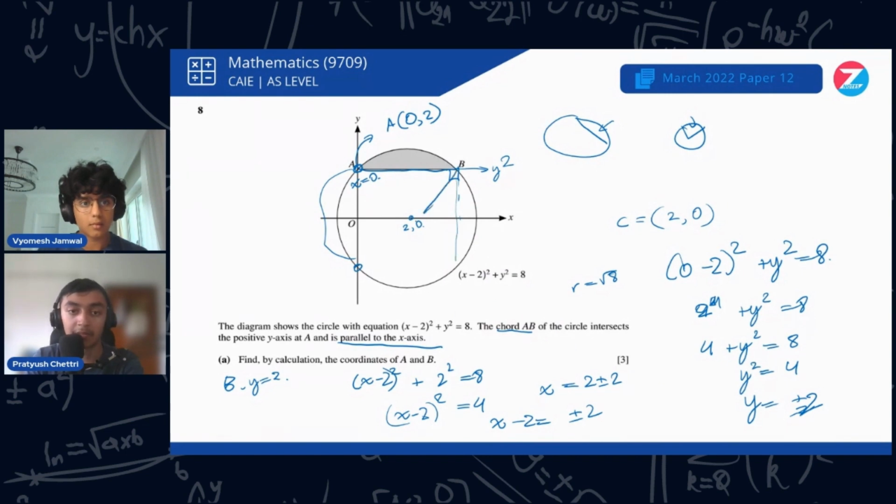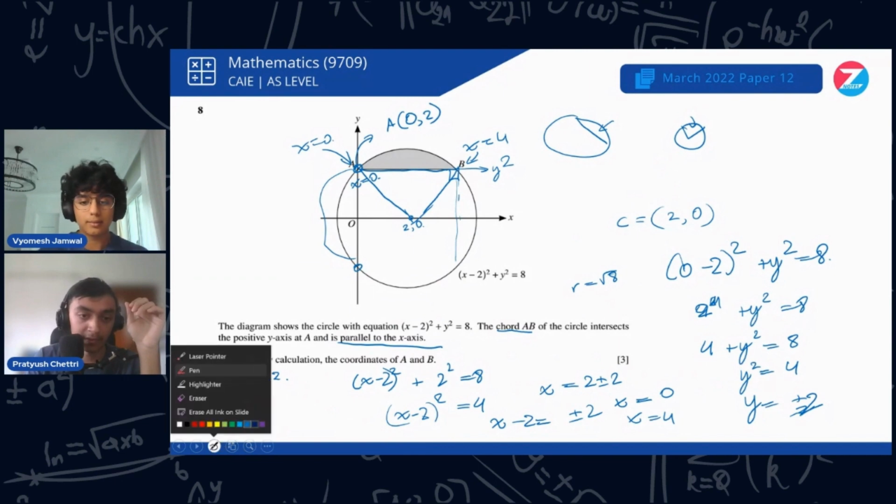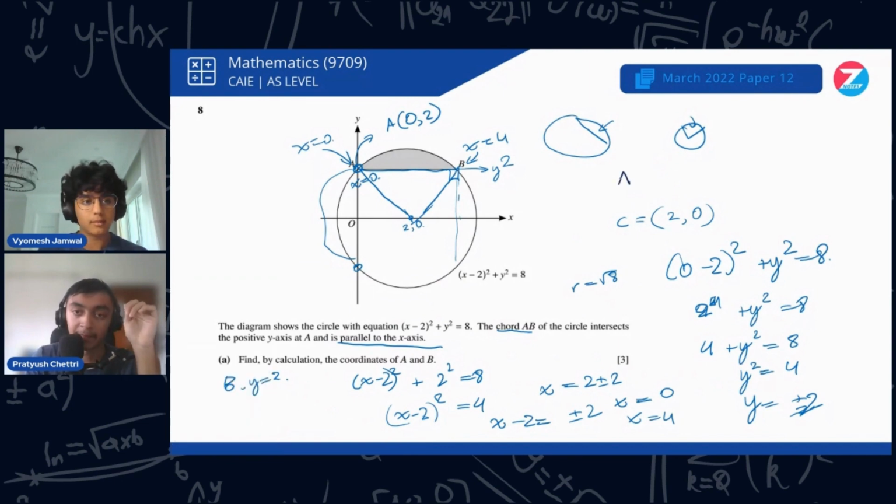What that means is the point could be here, or it could be here. Which is actually awesome because this gives us values of x equals 0 and x equals 4. So indeed, at x equals 0, y equals 2, and at x equals 4, it's also y equals 2. So our final answer, I'm going to change color for this: the coordinate of A is (0, 2).